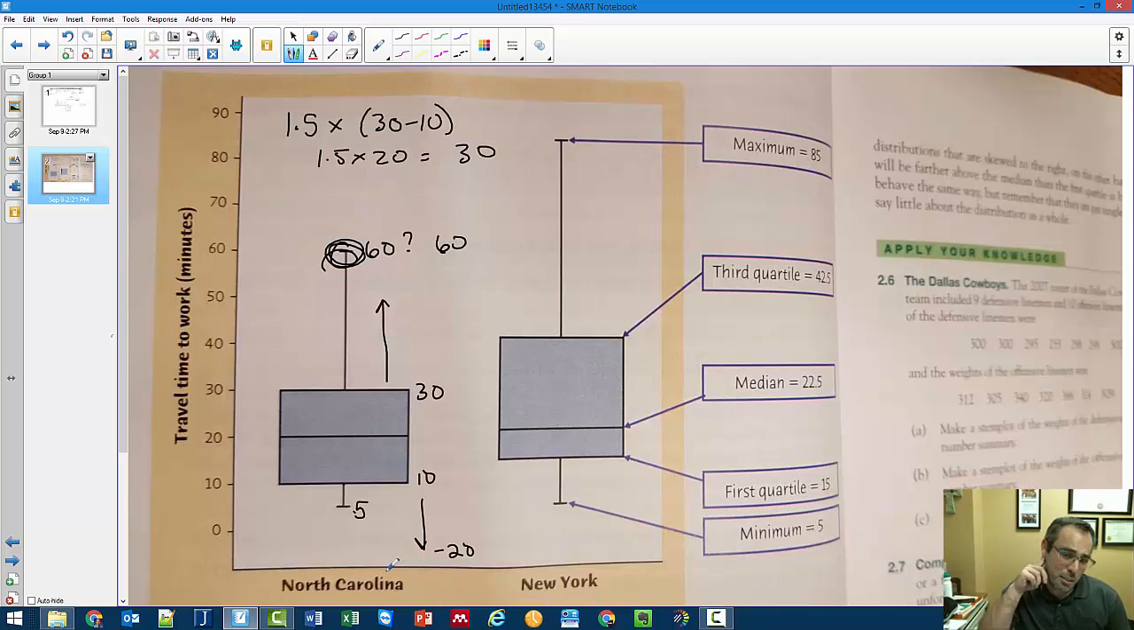Again, that's not a hard, fast rule, but that is a general guideline for finding out whether or not something is an outlier by using the median and the interquartile range. All right, so keep that in mind. Our next lesson, we're going to start going into standard deviation.